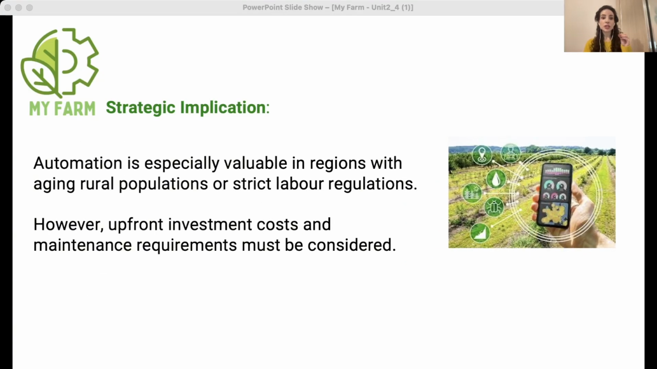Automation is especially valuable in regions with aging rural populations or strict labor regulations. However, it requires careful evaluation of upfront investment costs, maintenance needs, and long-term returns. Like all technology, automation must be adopted strategically.